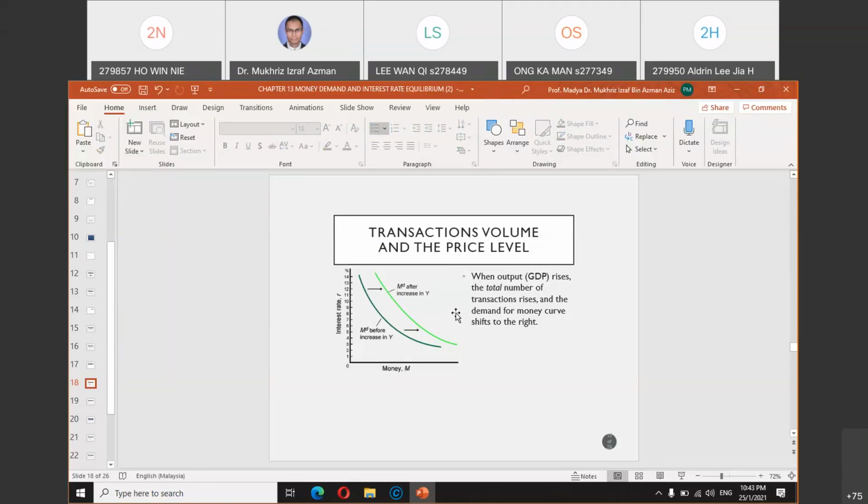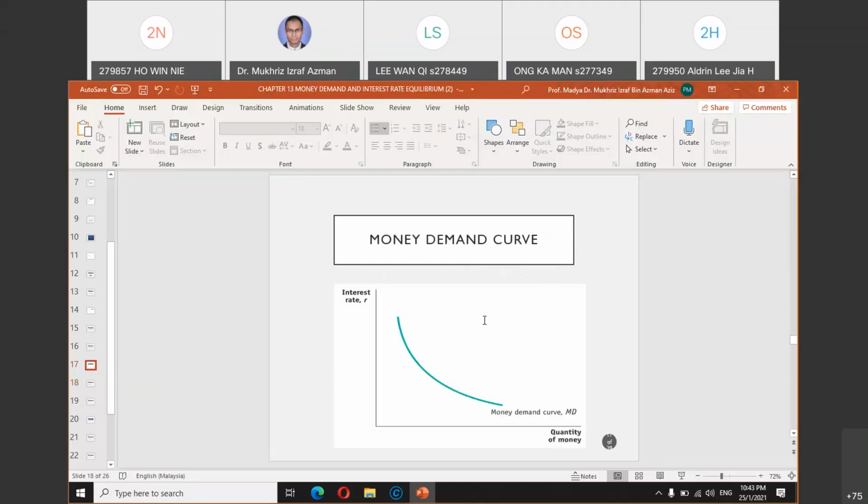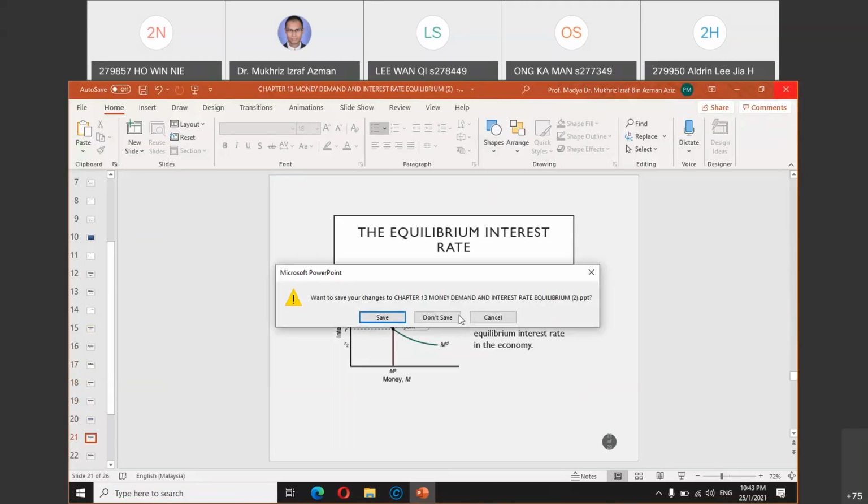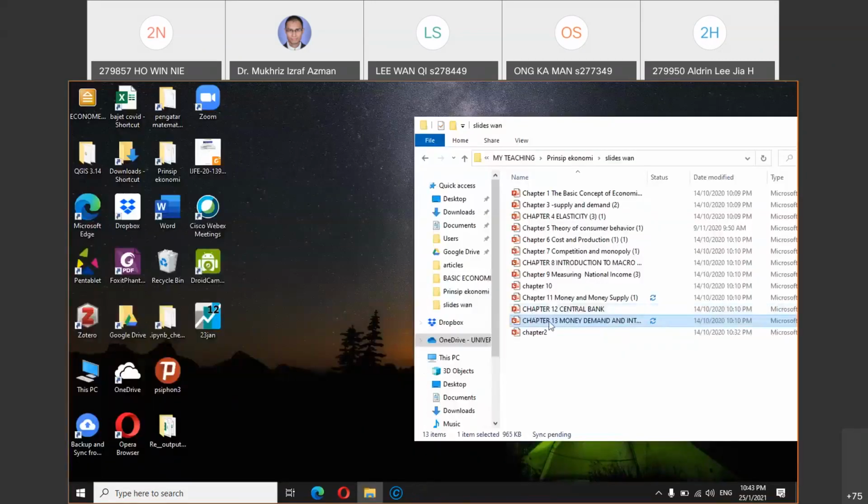So I think that's it for topic number 13. You're going to have around 10 questions for topic 13 as well, especially on money demand shifting upward or downward, and what happens to the interest rate when it shifts. And also on the money supply, why is it vertical? The meaning of vertical is that it is not related to the interest rate. And then chapter 14.